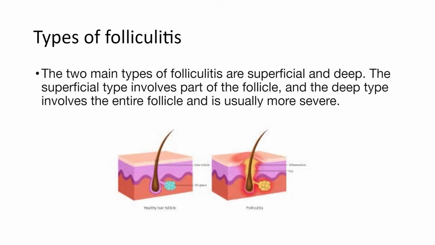There are two main types of folliculitis, the superficial and deep. The superficial type involves part of the follicle, and the deep type involves the entire follicle, and it is more severe.